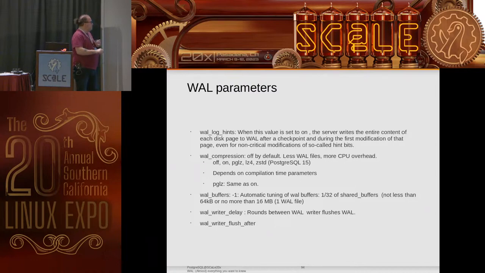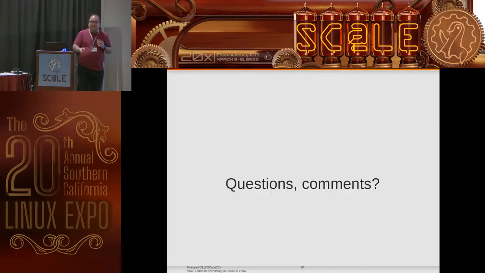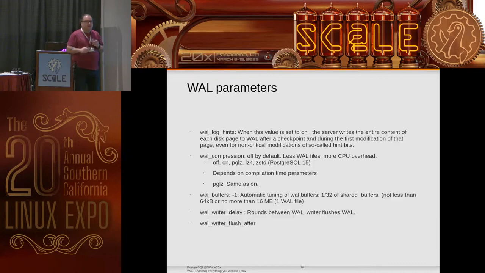I'm just summing it up. So it could be off, pglz, lz4, and zstd starting with Postgres 15. By default, it's off. If you turn it on, it's pglz. It's less compression, but fine. But if you want to compress more, you can set it to zstd, but it's going to use more CPU. Okay. Again, trade-off. So, yes, please. Sure.